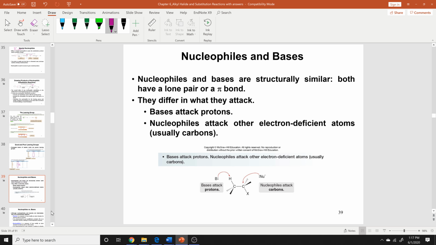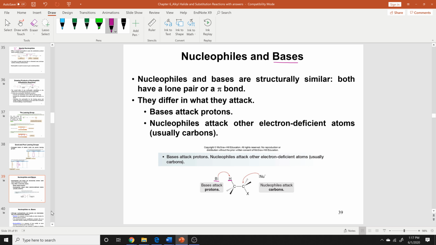Now with respect to the nucleophile and bases, just to differentiate and to explain the term nucleophile and a base, both have lone pairs, but the way that they use their lone pairs is different. Bases use their lone pairs in order to take a hydrogen, in order to form a bond with the hydrogen. Okay, this is how the bond is formed.